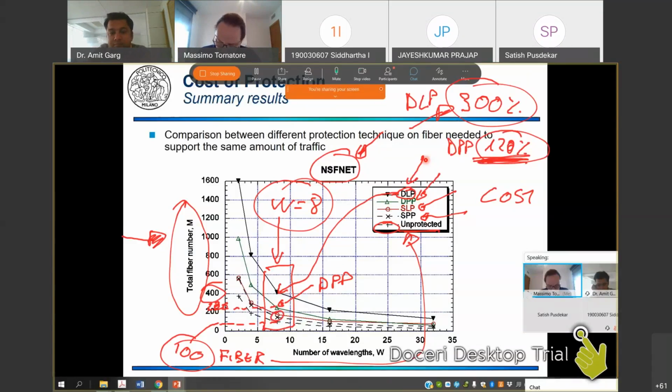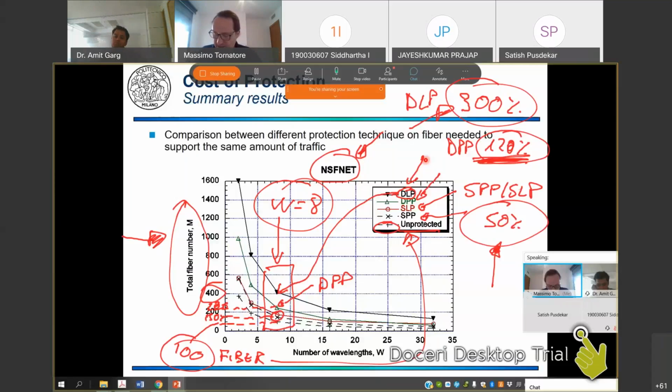These other two values, which are more or less the same, are the shared cases, and they stay around 150. So for shared path protection and shared link protection, the amount of additional capacity is about 50%, which is more acceptable. Okay. Obviously, this is only one side of the coin. If you look at availability and protection switching time, the performance is the opposite. Dedicated link protection will be the best, and this will be the worst. But if you are looking at cost, obviously, this is the best.